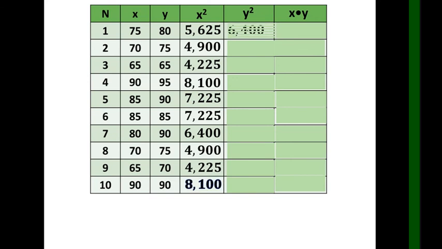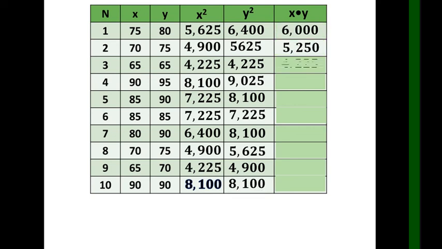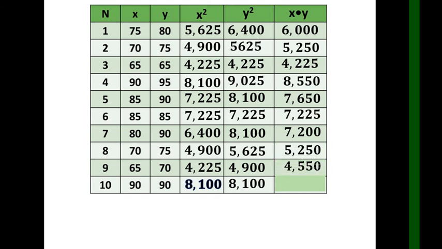For the y squared, we have 80 times 80, 75 times 75, 65 times 65, 95 times 95, 90 times 90, 85 times 85, 90 times 90, 75 times 75, 70 times 70, and 90 times 90. And finally, for the xy, we have 75 times 80, 70 times 75, 65 times 65, 90 times 95, 85 times 90, 85 times 85, 80 times 90, 70 times 75, 65 times 70, and 90 times 90.